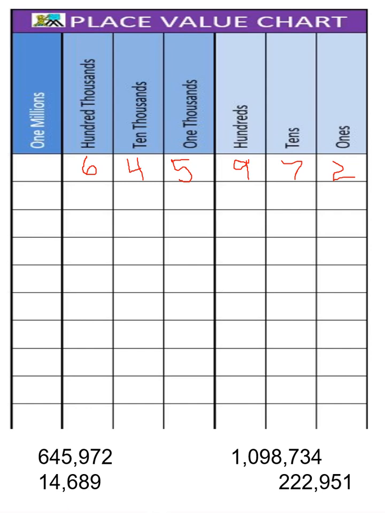Let's look at the next one. 14,689. Let's count how many numbers. 1, 2, 3, 4, 5. 1, 2, 3, 4, 5. So I'm going to put my first number there. So it would be 14,689. Okay? Let's do a couple more.